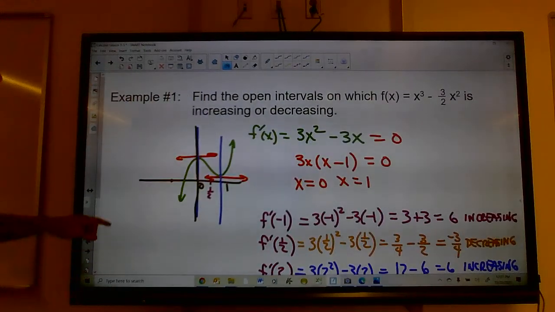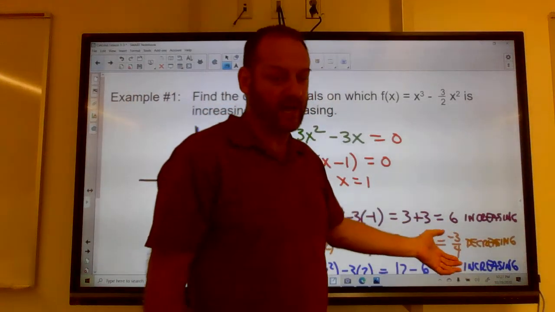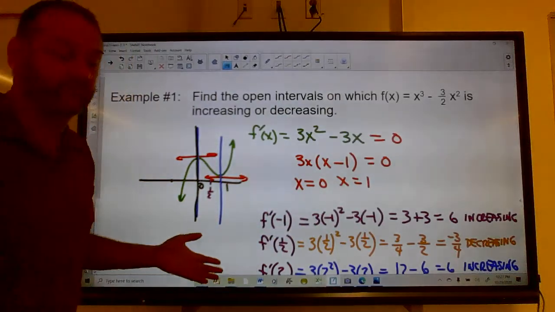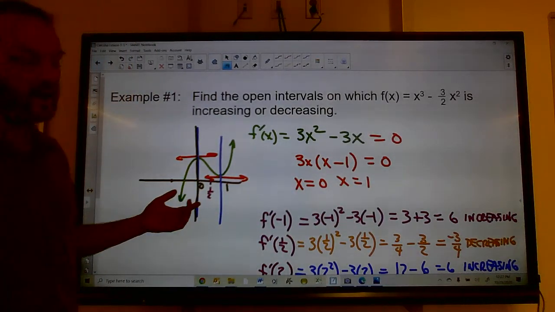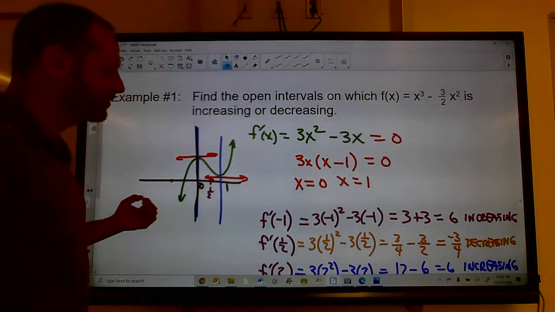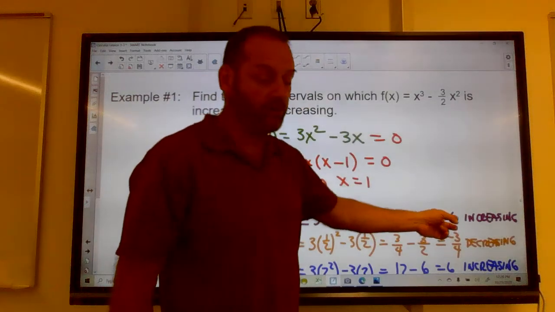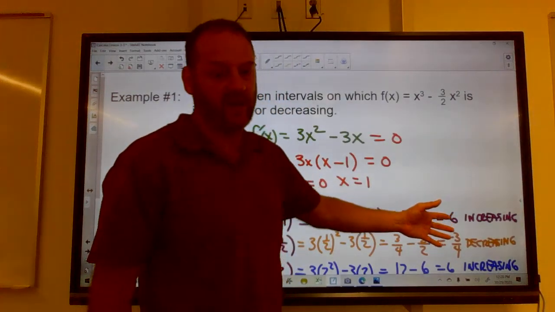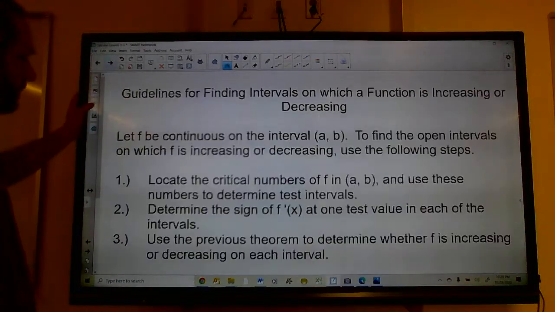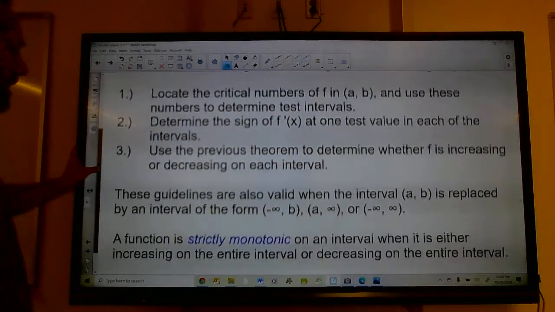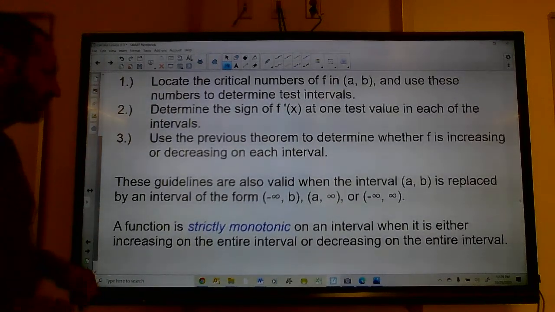So when we went back here, we calculated the actual slopes. We didn't really need to do that. All we need to do is determine, are they positive or negative? I don't really care what they are, because depending on what answer I choose, I mean, I chose -1. If you chose -2, you're going to get a different answer for the slope, but it's still going to be the same sign. So it would still be increasing or decreasing. Use the previous theorem to determine whether f is increasing or decreasing on each interval.